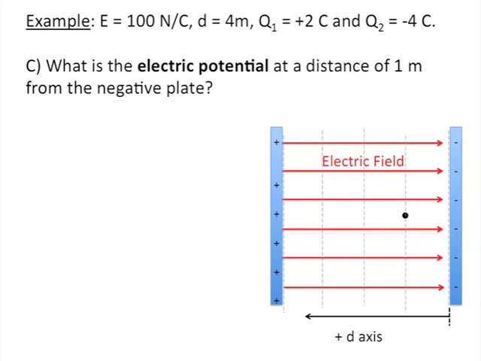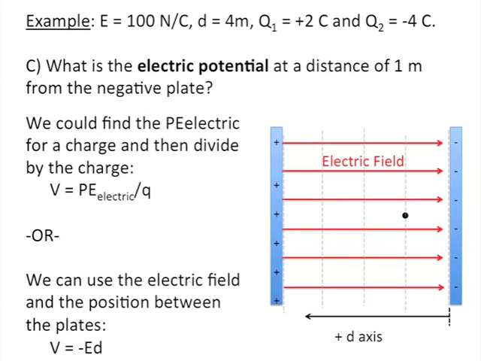Actually, this is the same example, but we're going to use our new equation. What is the electric potential at a distance of 1 meter from the negative plate? So there's two ways you could approach this. We could find the electric potential energy for a charge and then divide by the charge. And that's what we already did in parts A and B of this example. Or we can use the electric field and the position between the plates. So we're going to follow that approach now and apply this new equation.